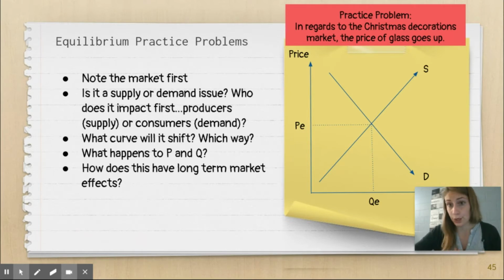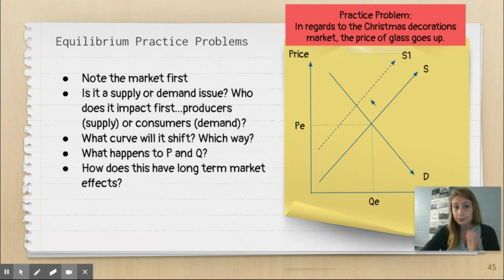impact the consumers first, right? The price of glass goes up. So what curve will it shift? In which way? Will it shift our supply? Will it shift our demand? And in what way will it increase or will it decrease? And then what happens to our P's and our Q's once this shift happens? How does this have a long-term market effect for our citizens?